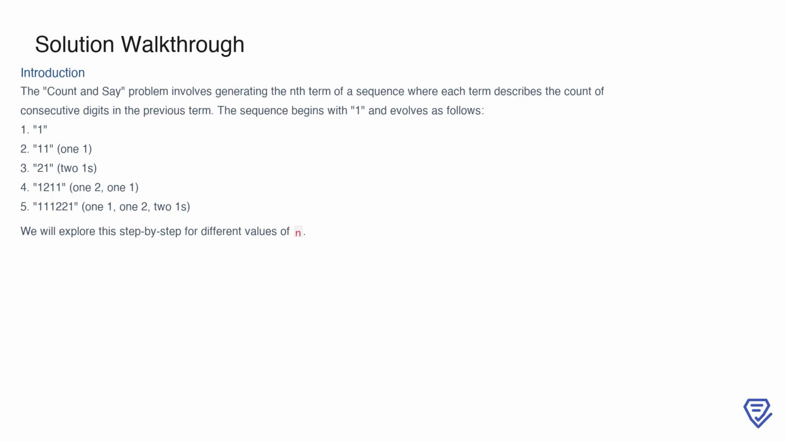The fourth term, 1211, indicates 1 2 and 1 1, and the fifth term, 111221, represents 1 1, 1 2, and 2 ones. This sequence grows as we describe the counts of digits iteratively. We'll now break this process down step by step for different values of n.